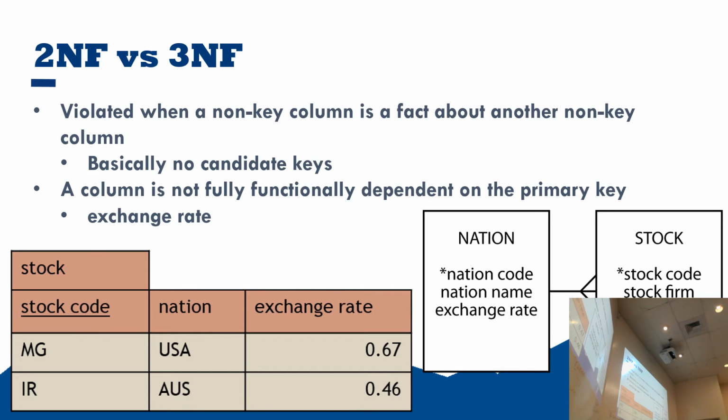Another thing to note, a column not fully dependent, or functionally dependent rather, on the primary key. So look at exchange rate here. Does exchange rate depend on stock code or does it depend on nation? Nation. So that's another problem. In third normal form, again, you have to break that out. So exchange rate depends on nation code. Now, nation name also depends on nation code. Because nation name is going to be unique to nation code, technically, you should break it out. I'm going to go out on a limb and say it'd be a pretty ridiculous thing to do, though. That's why I don't get into anything beyond 3NF.